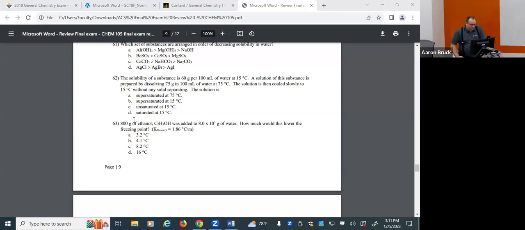So we do this. We increase the temperature, we dissolve more stuff in it. And then we cool it down slowly back to 15 degrees. And none of the solids separates out. So the solubility limit is 60 grams per 100. We now have 75 grams in that 100 milliliters. 60 being the solubility limit, again, we call that saturated.